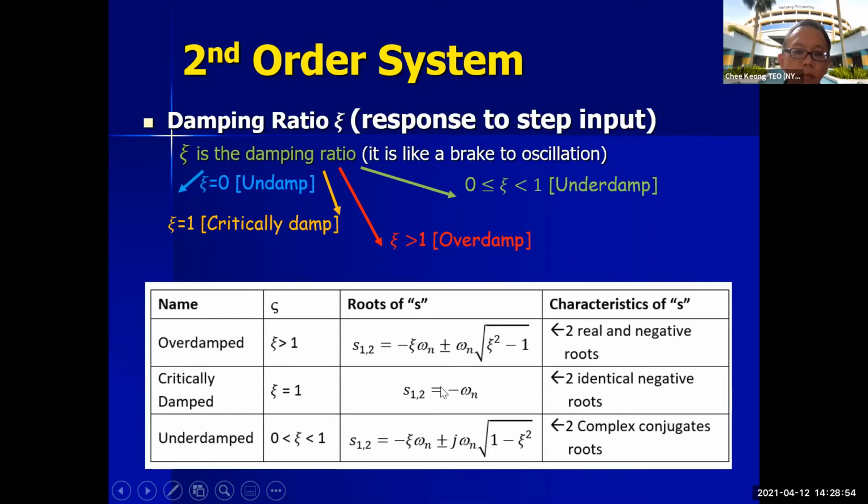So it means S1 and S2, sorry, the roots for the denominator will basically be minus omega n. Now, if you have an overdamped case, then you have 2 real negative roots. Notice that there is no J here. So without J, you have 2 real negative roots. They are just numbers, right?